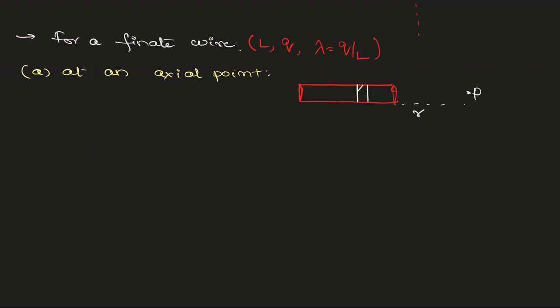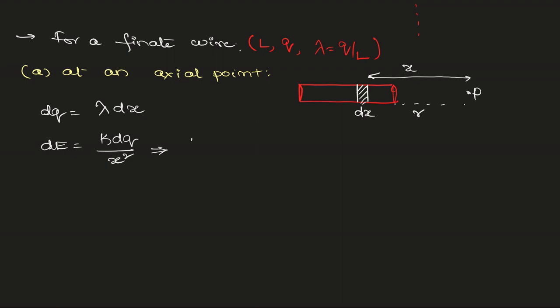Then I will consider a small element. Let this element be at a distance of x, and its length is dx. Charge associated with that small element will be equal to lambda into dx. If they ask for field due to that small element, field will be equal to k dq by x square, or k by x square into lambda dx. So the electric field means k and lambda are constants, integration of 1 by x square dx.